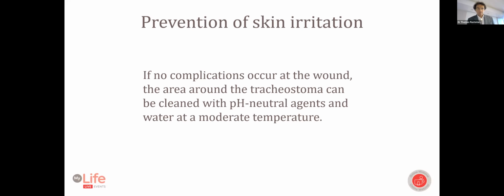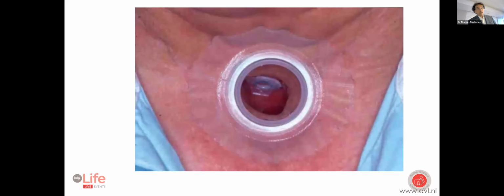If the skin is fine, you can use easy toiletries as you have at home. Not soap, which has too high a pH, which is alkaline, nor too acidic, which has a low pH, but pH neutral, meaning for the skin, pH 4.5 to 5. And use water, not too hot, which can irritate, or too cold, but at a moderate body-like temperature. Dry the skin carefully. Allow the skin to evaporate the excess water which has come into the skin by cleaning. And then place the base plate according to the instructions.